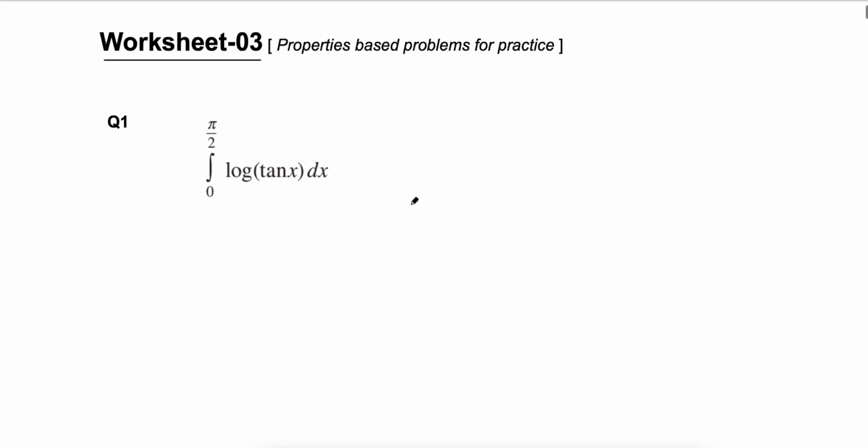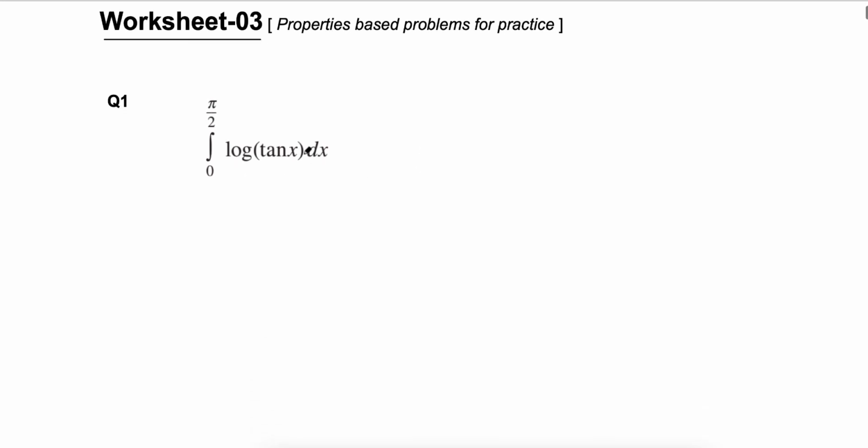This is a very simple worksheet and for problem practice only. So first question, I am assuming this one as I, right? I am not getting any idea, so I will apply the King formula. So what will I get? 0 to pi by 2, ln tan pi by 2 minus x.